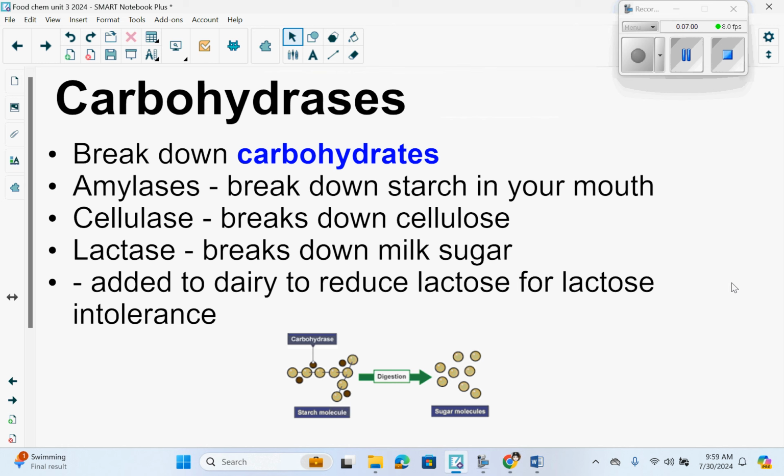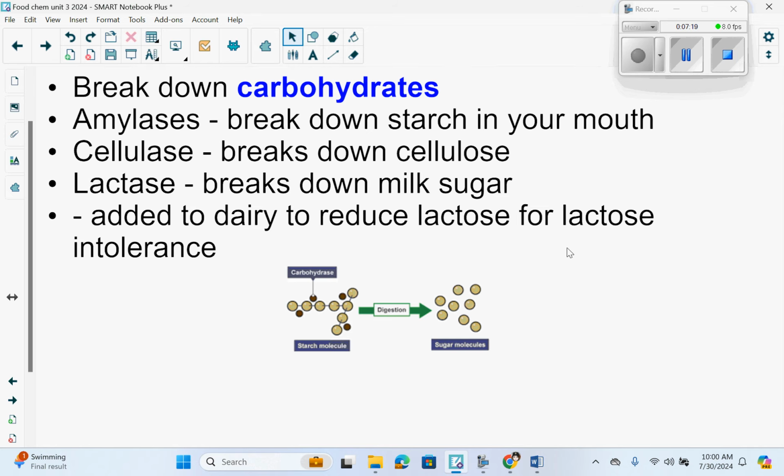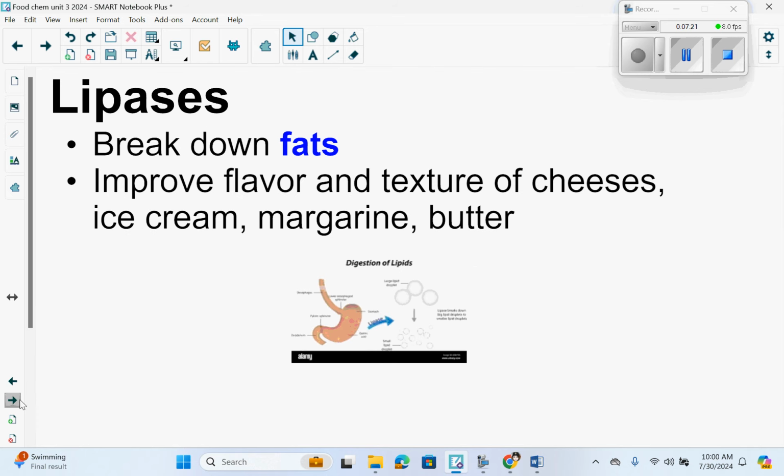Carbohydrases. These are enzymes that specifically break down carbohydrates. You have your amylases, they break down starch in your mouth, right? That's in your saliva. Cellulase breaks down cellulose. Lactase breaks down the sugar in milk. It's added to dairy to reduce the lactose for lactose intolerance. Lipases, these are enzymes that break down fats. They improve the flavor and texture of cheeses, ice cream, margarine, and butter.